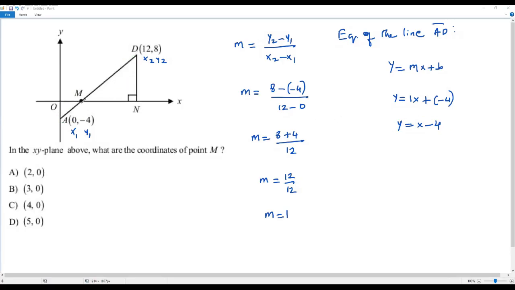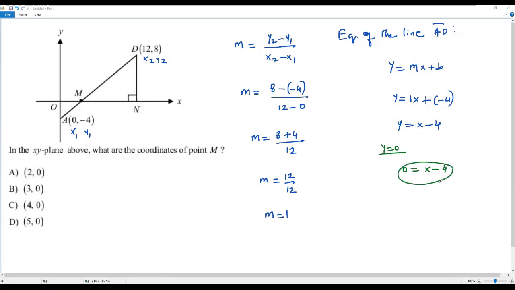As I said earlier, this point M represents the x-intercept of this line segment AD, because this line segment AD intersects the x-axis at point M. Always the y coordinate at the x-intercept is 0. Now to get the x-intercept of this line segment AD, we have to plug in y equals 0 here. Let me do it. Then we get 0 equals x minus 4. That is, I plugged in 0 for y over here.